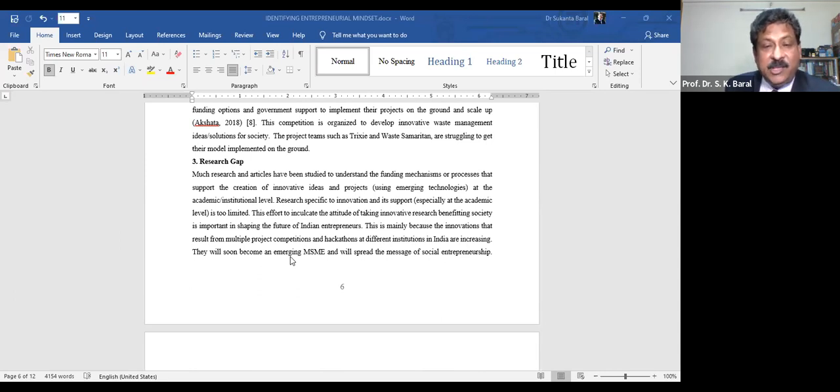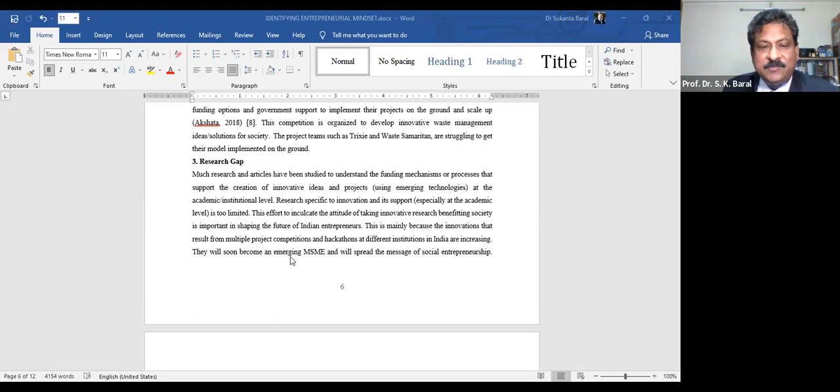So you see how I have written. Much research and many articles have been studied to understand the funding mechanisms and processes that support the creation of innovation ideas and projects at the academic and institutional level. Research-specific innovation that is supported is very limited, because it is lacking, especially at the academic level.